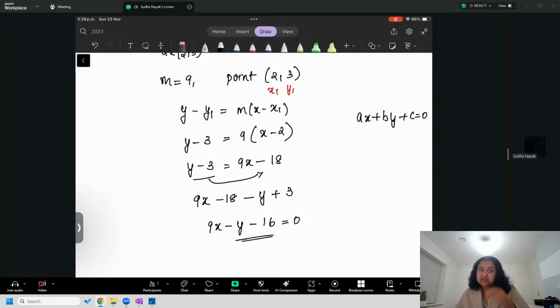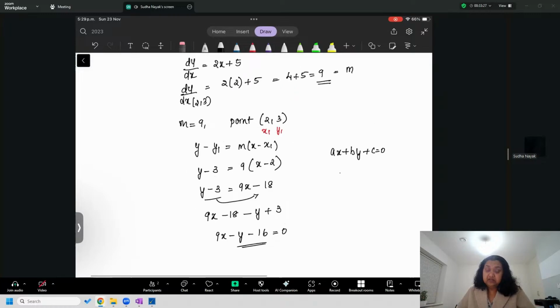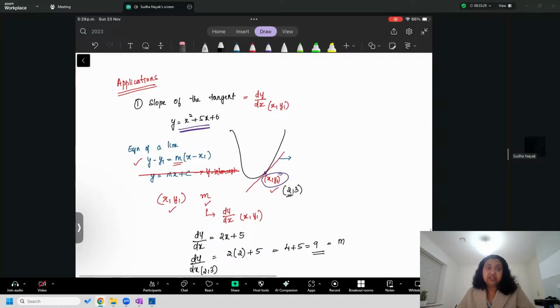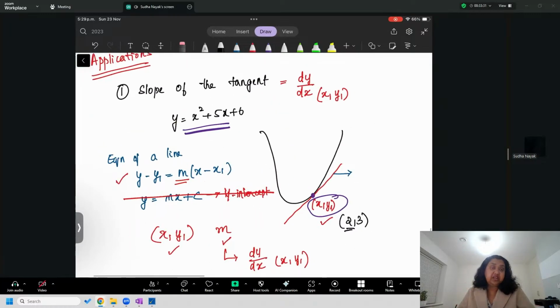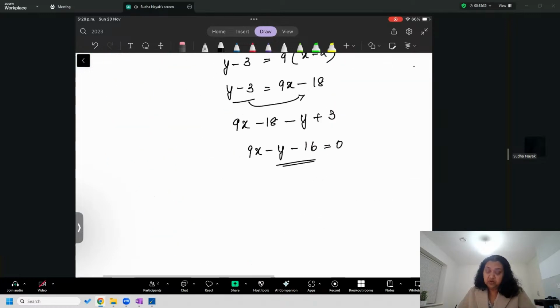Okay. If there are some small mistakes, please neglect it. I'm just trying to do as much as possible during the short time. So this is how you write the equation of the line. And this is one specific type of application question they have asked many times. I'll show you some examples in the exam questions, what I have collected.